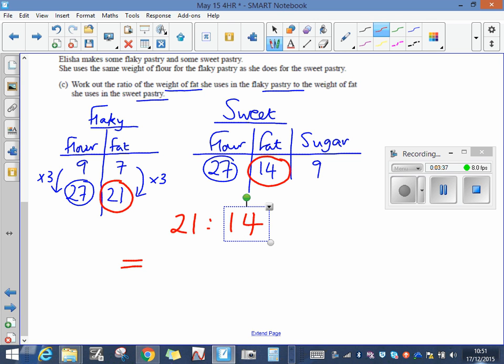And if you simplify that, you can either leave it like that, or you could divide everything by 7. So notice they're both multiples of 7. This would be 3, and this would be 2. But if you wrote 21 to 14, that would be fine, or anything equivalent.